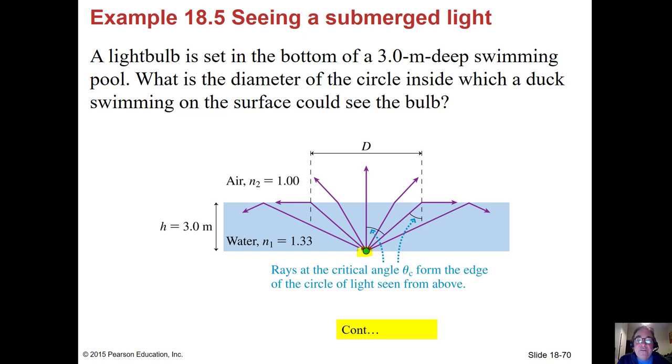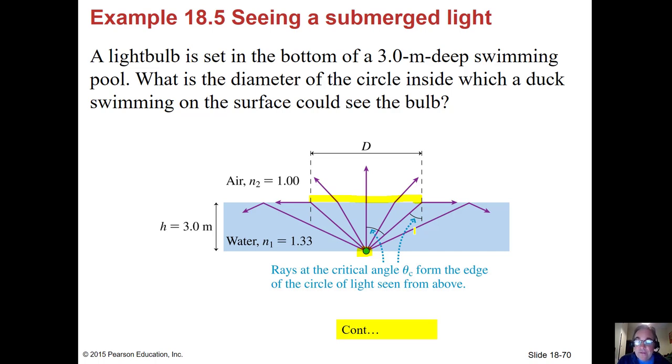So let's take a look at this ray here. This ray would come this way, hit the surface, and none of it would actually leave. This is total internal reflection when this happens. This ray comes up and would leave right along the surface, so the duck would have to be in this region here to actually be able to see the light bulb. Kind of like the last example that we did from Part 1.